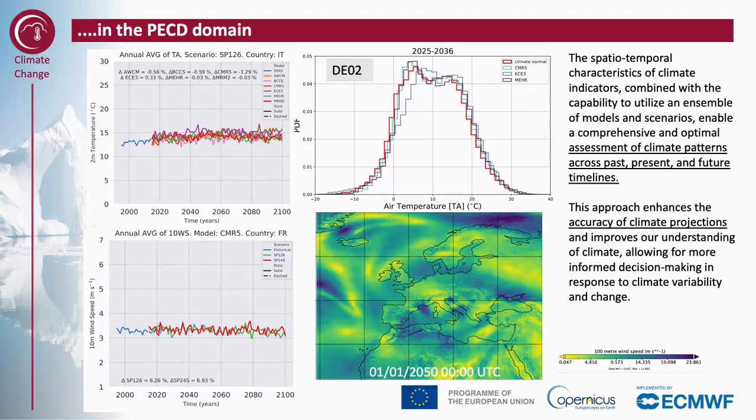climate projection model. As can be seen from these pictures, the spatial and temporal characteristics of the climate indicators, combined with the capability to utilize an ensemble of models and scenarios, enable a comprehensive and optimal assessment of climate patterns across past, present, and future timelines. This approach enhances the accuracy of climate projections and improves our understanding of the climate, allowing for more informed decision-making in response to climate variability and change.